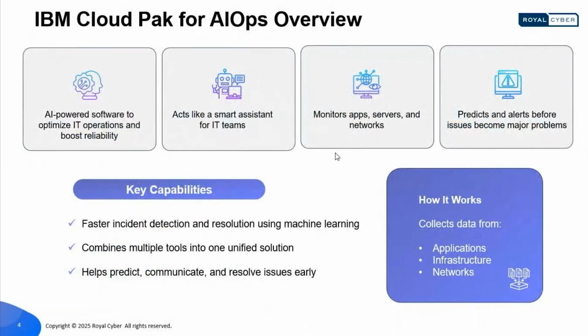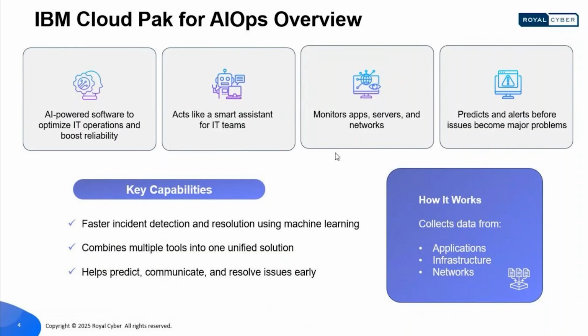So, the IBM Cloud Pak for AIOps overview. It is AI-powered software to optimize IT operations and boost reliability. For example, currently we have a bigger team, an L1 support team and an L2 support team, but now it will be replaced by AIOps. It is just like a smart assistant to handle all your issues.